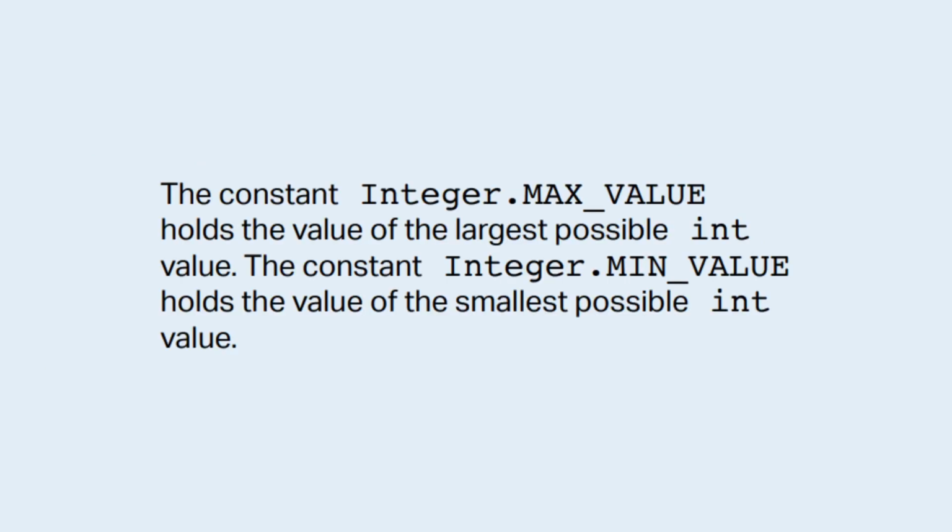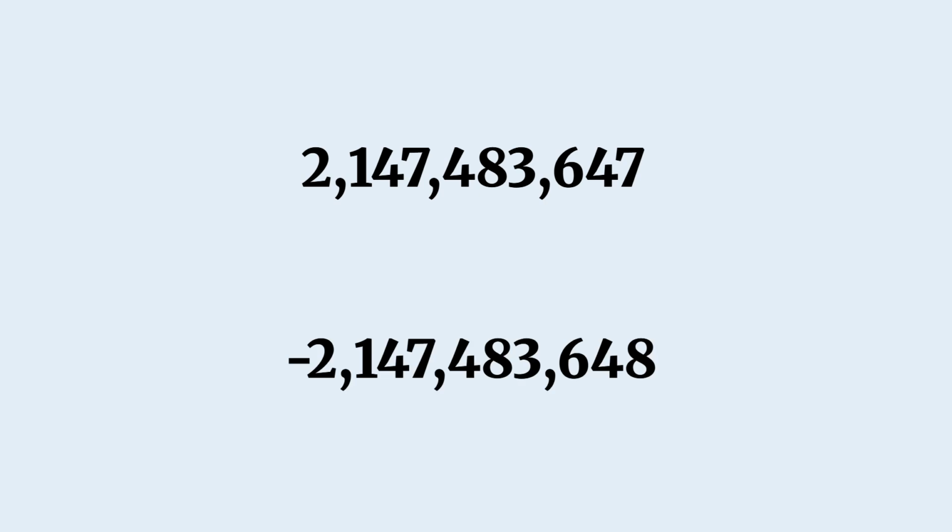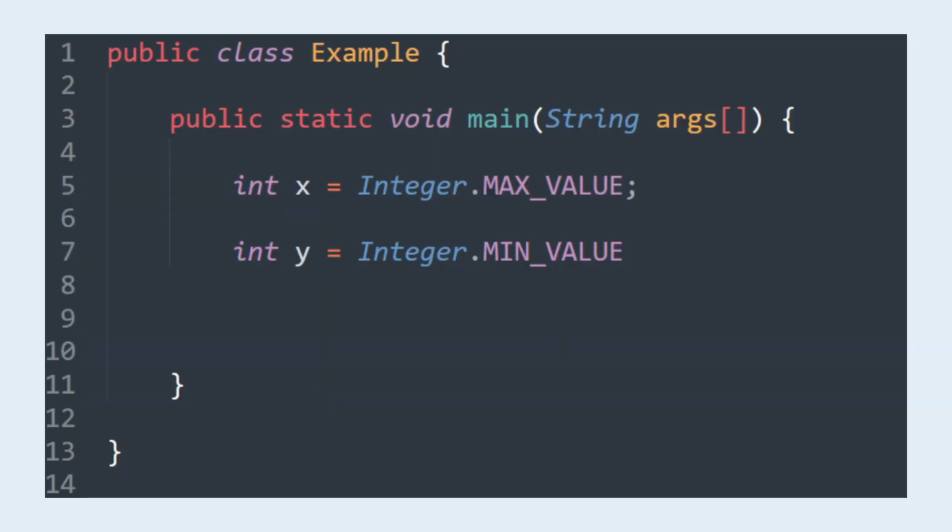The constant Integer.MAX_VALUE holds the value of the largest possible int value. The constant Integer.MIN_VALUE holds the value of the smallest possible int value. The largest integer you can have is around 2 billion, and the smallest is around negative 2 billion. These numbers are abstracted with these lines of code.